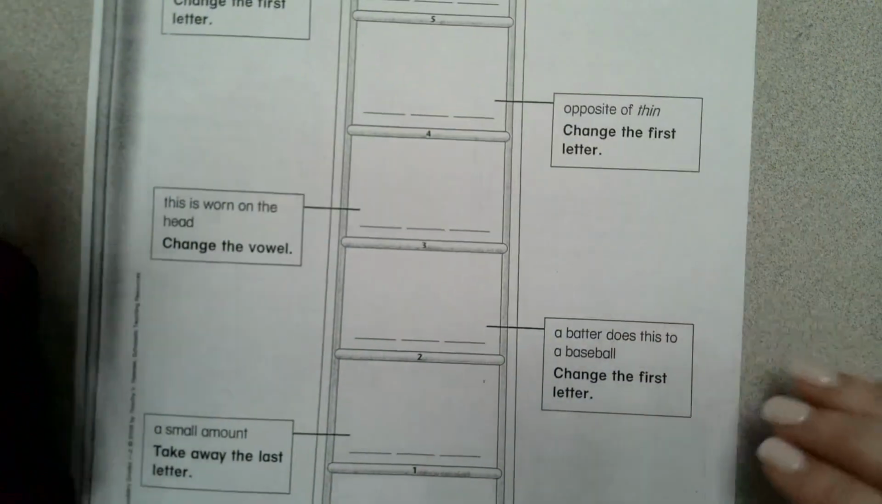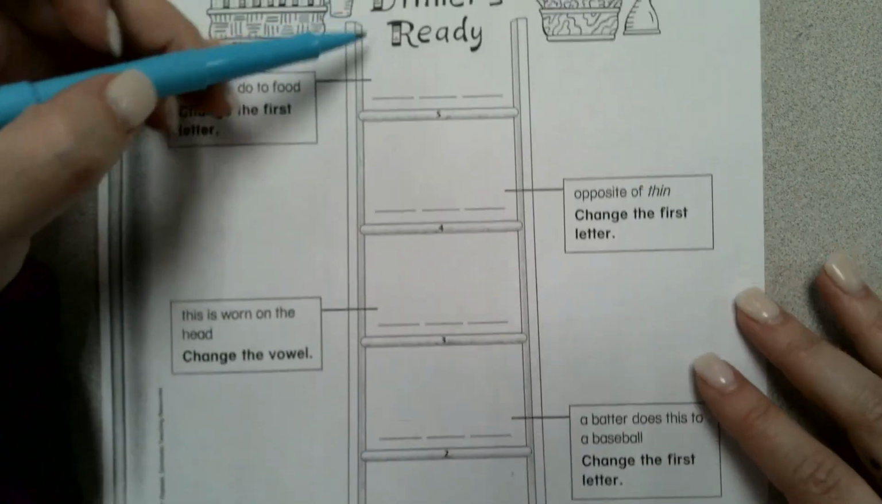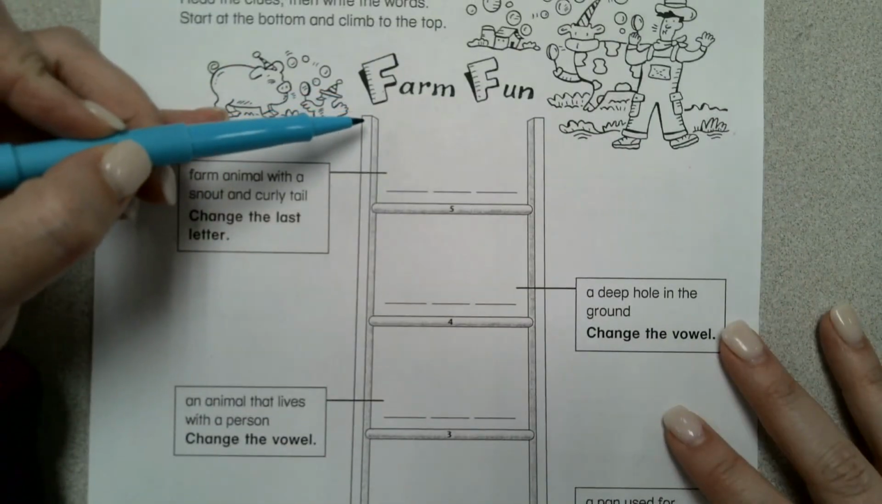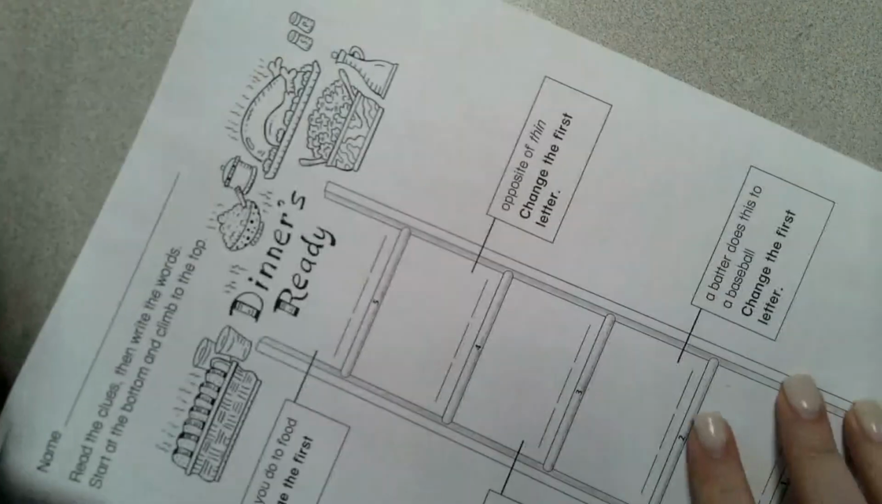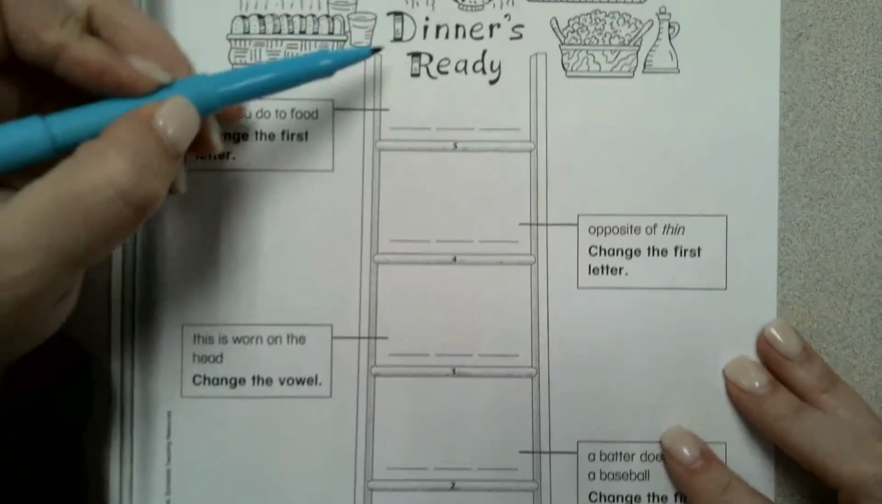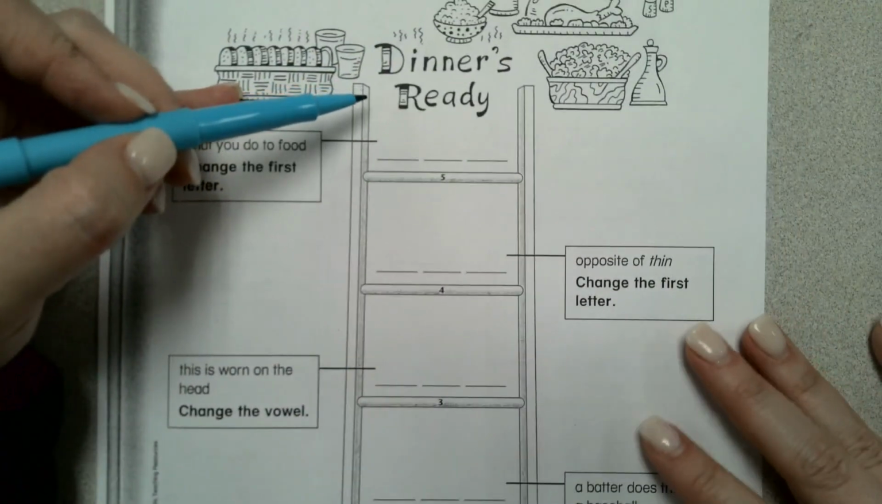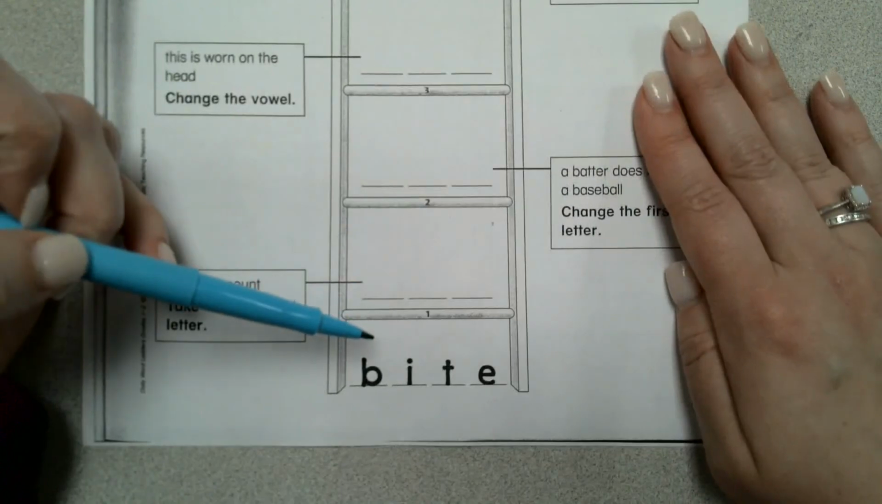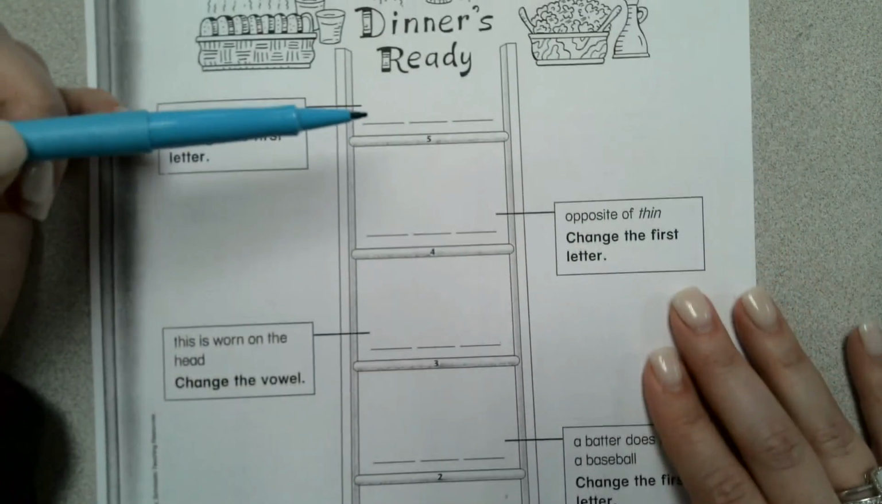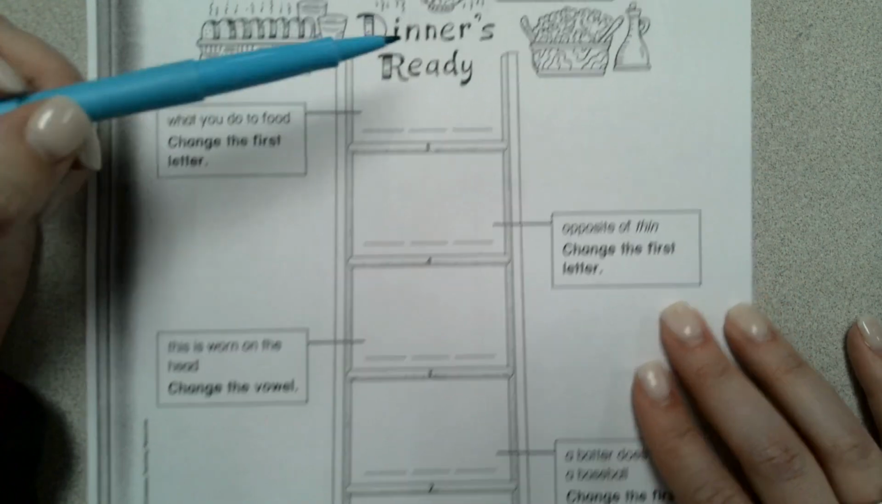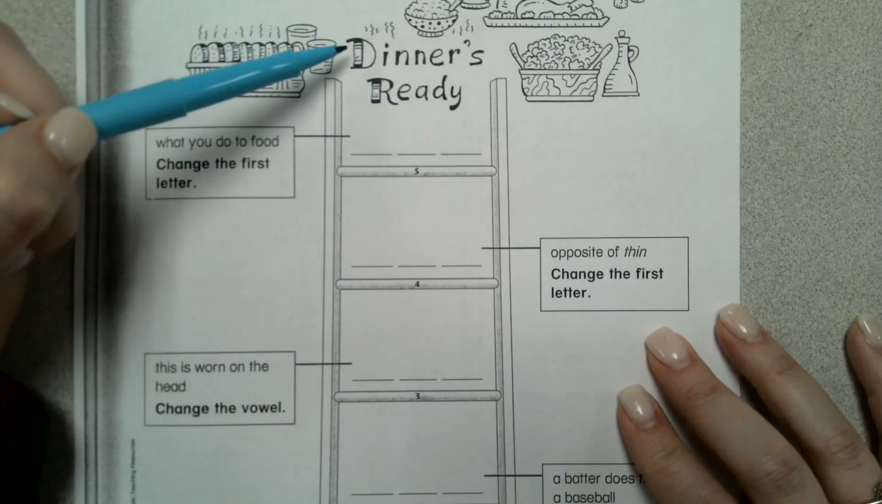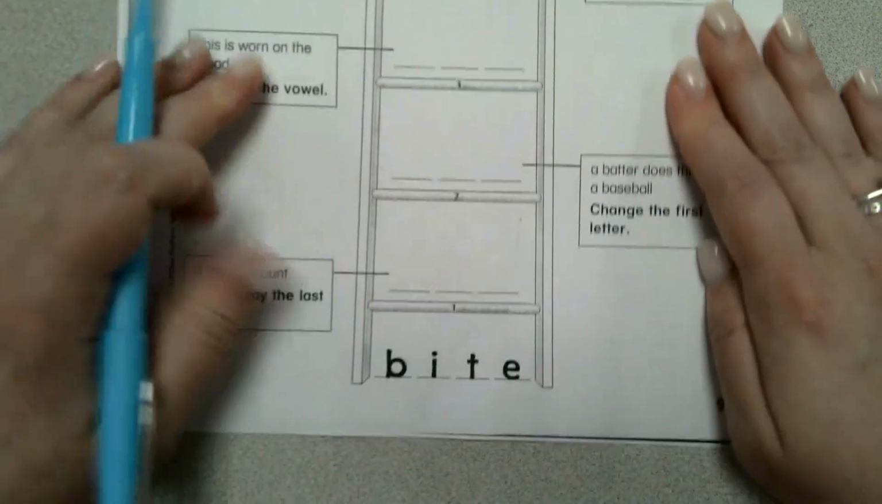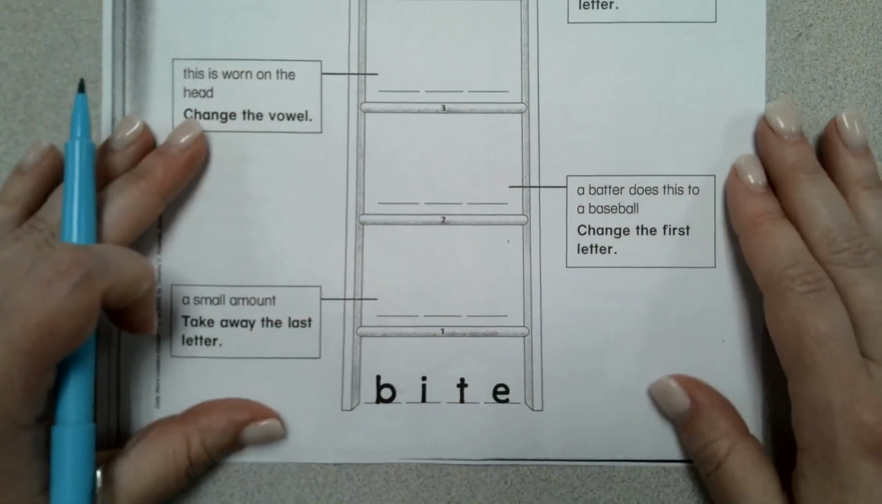You are given a paper with 2 sides. One says dinner's ready. On the back side, it says farm fun. You want to be on the side that says dinner's ready. Okay, so we know now that the first word and the last word are going to relate to the topic, dinner's ready. Let's start at the bottom and climb up our ladder.